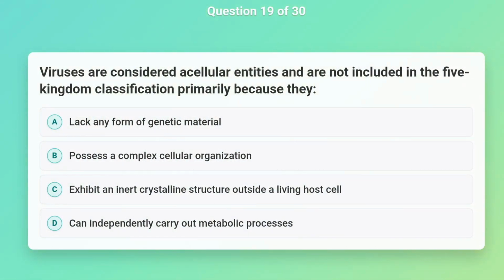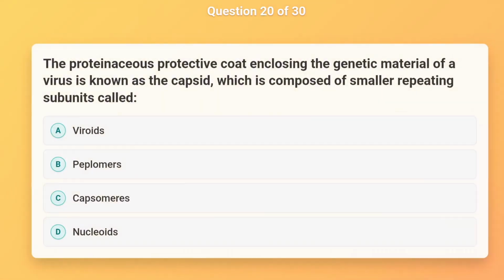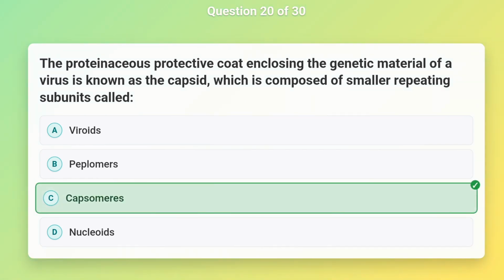Viruses are considered acellular entities and are not included in the five-kingdom classification primarily because they exhibit an inert crystalline structure outside a living host cell. The proteinaceous protective coat enclosing the genetic material of a virus is known as the capsid, which is composed of smaller repeating subunits called capsomeres.